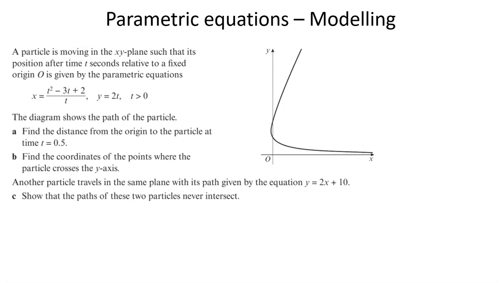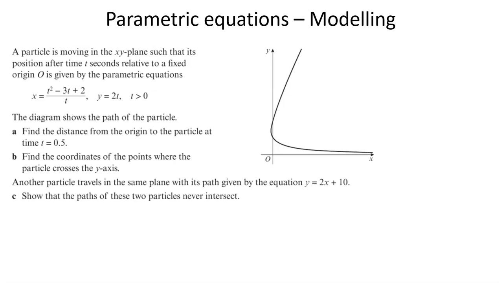A particle is moving in the xy plane such that its position after time t seconds relative to a fixed origin is given by the parametric equations. They've given us a nice little curve. So you can imagine maybe it starts up here and swings around, and that's its actual path, if you're looking down on the table, the shape of the motion that you would see. We've got the parametrics here. The diagram shows the path. Find the distance from the origin to the particle at time t.